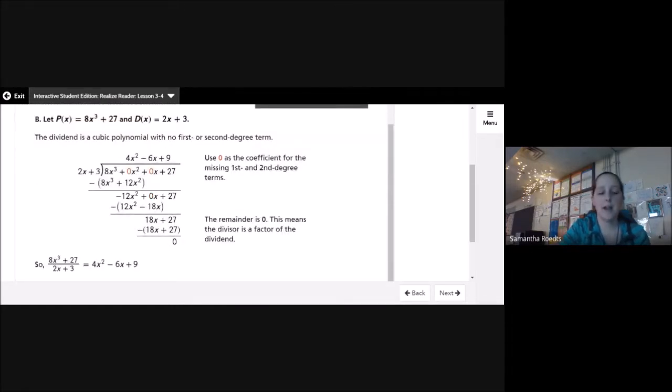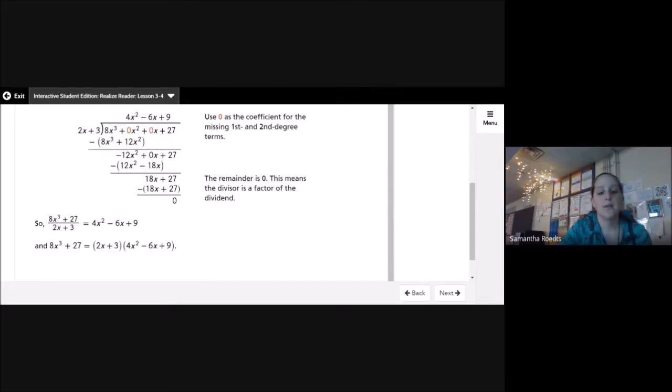I then ask myself, 2x times what gives me 18x? Well, 9 does. So 9 times 2x is 18x. 9 times 3 is 27. I then subtract. 18x minus 18x is 0. 27 minus 27 is 0. So the remainder is 0. This means the divisor is a factor of the dividend, okay?